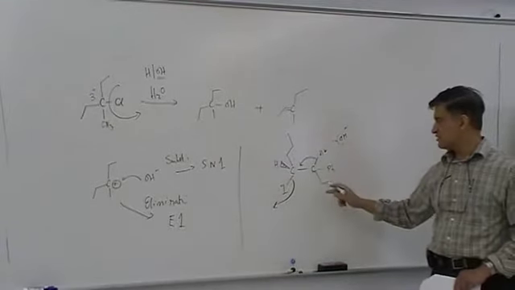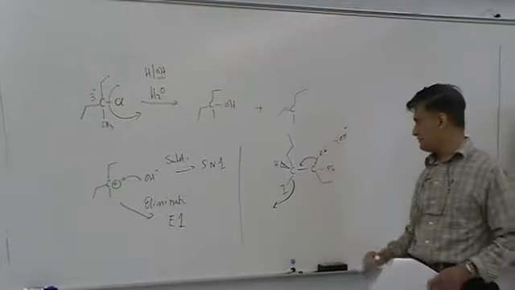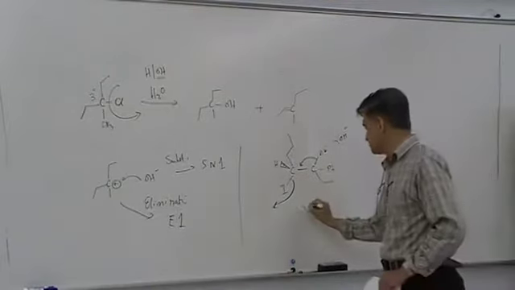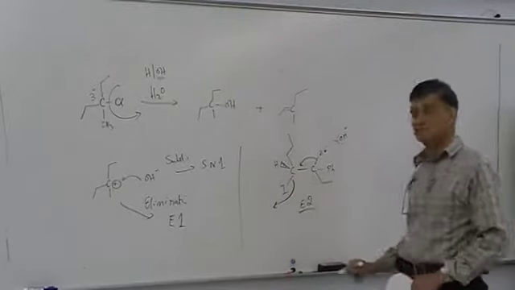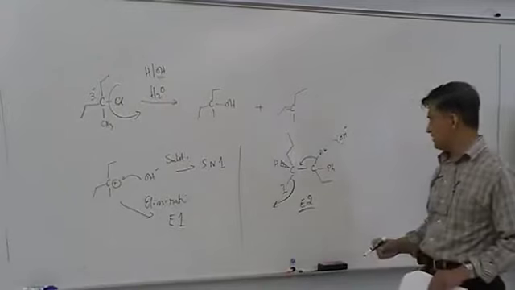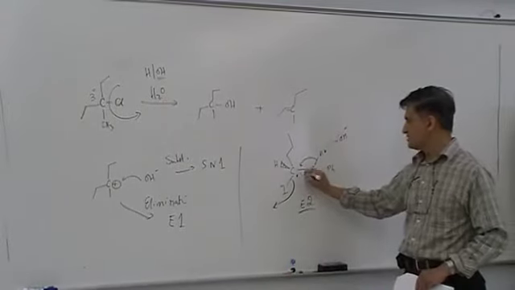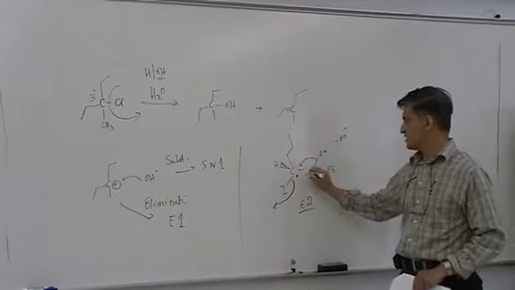But what kind of elimination? Both these steps are happening at the same time. So it's called E2 elimination, it doesn't go through a carbocation. Why doesn't it go through a carbocation? Look at this carbon. This is a 2-degree carbon. This carbon is bonded to one other carbon, the second one.